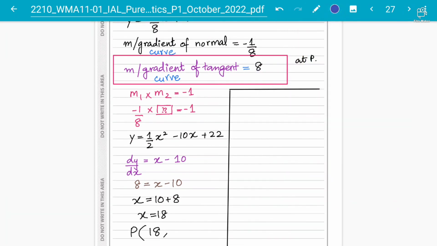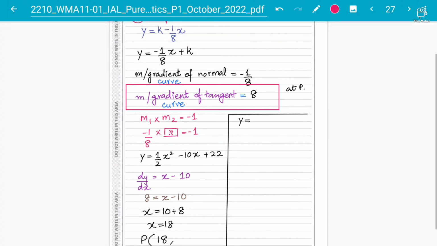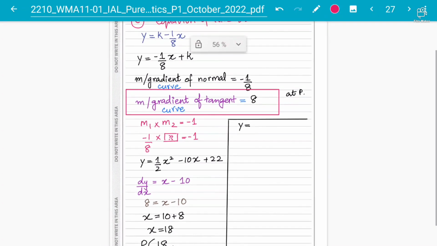So in order to get the y value, we need to understand that we just have to plug in the x value as 18. So here we go, y is equal to half times 18 square minus 10 times 18 plus 22.